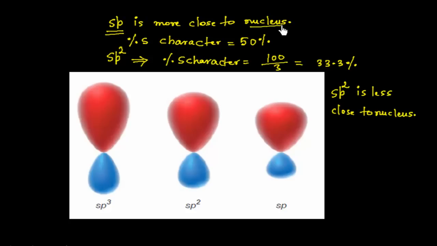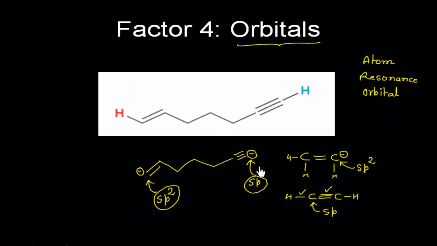So negative charge very close to the nucleus is more stable, that is, negative charge in an sp orbital is more stable. Using this idea, we can say in this case negative charge on the sp orbital is more stable, so this hydrogen is basically more acidic.